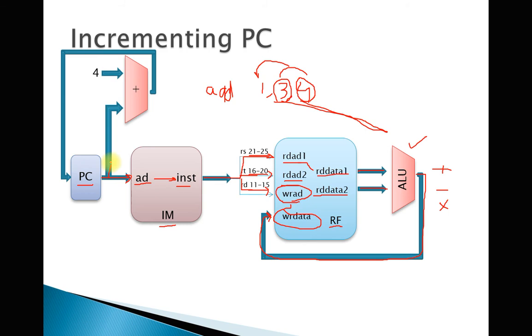Now the program counter wants to increment to the next instruction, so we are putting an adder here. It will add 4, and the address of the next instruction is placed in the PC. This 4 means that you want to add 4 bytes to the program counter.